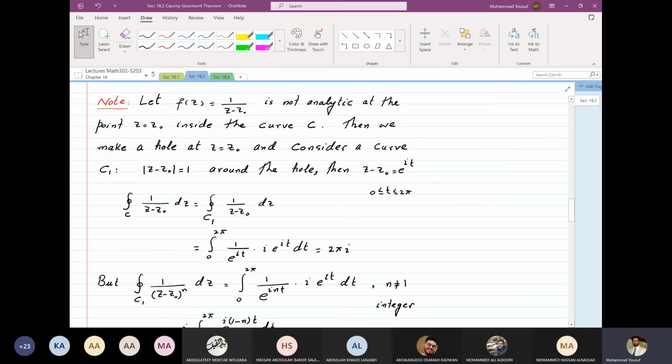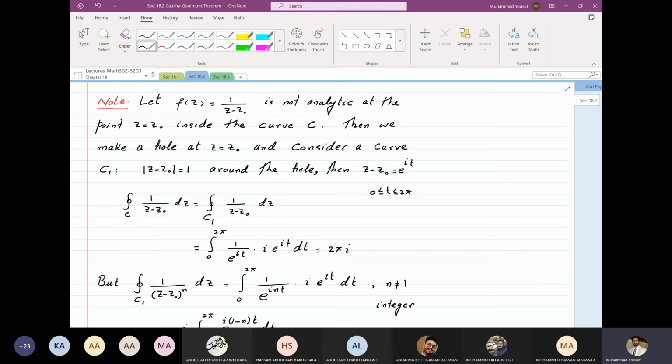Let f of z be 1 over z minus z naught. It is not analytic at the point z equal to z naught, of course. f of z is not defined at z equal to z naught, and this point z naught is inside a curve C, in the region which is bounded by the curve C. We can see that it is not analytic at z naught, which is inside C. Okay, then how can we evaluate this integral of 1 over z minus z naught over C?